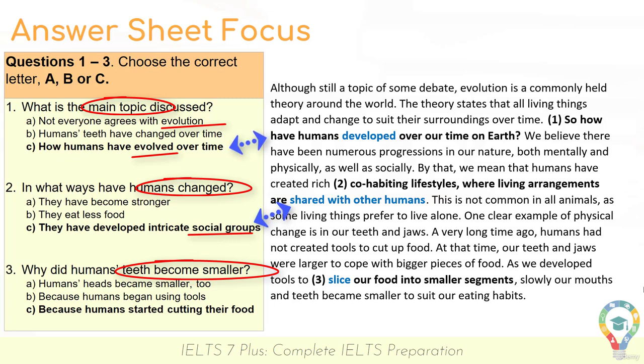And for number 3, why did humans' teeth become smaller? C, because humans started cutting their food. And you can see in the script I read out the word slice, which again is a synonym for cutting.